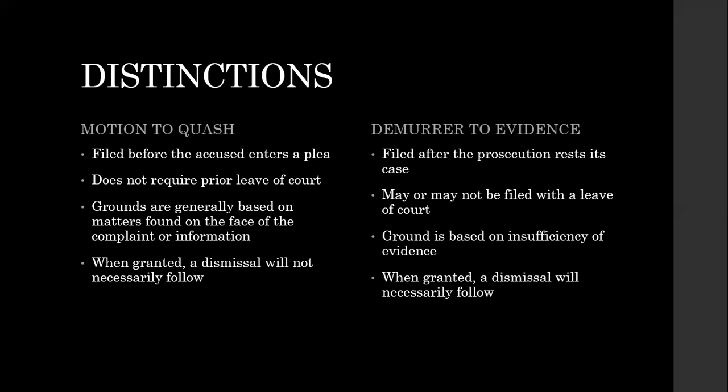But in the demurrer to evidence, when granted, a dismissal will necessarily follow. And take note here that if the case is dismissed on the demurrer to evidence, it has the effect of an acquittal. And therefore, kapag acquittal siya, the prosecution cannot file an appeal on the judgment of acquittal kasi it will constitute a violation of the right of the accused against double jeopardy.